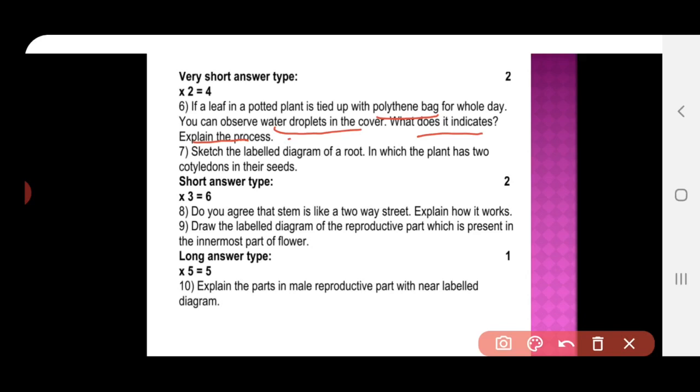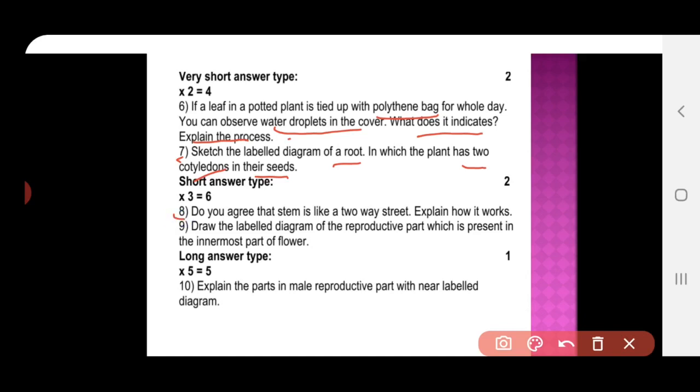Okay. And seventh question, sketch the labeled diagram of the root of a plant which has two cotyledons in its seed. So in a plant with two cotyledons, what type of root will it be? It is taproot. So here you have to draw the diagram of taproot and label its parts. Okay. So the primary root, lateral root, and the root hairs. Okay. And short answer type.